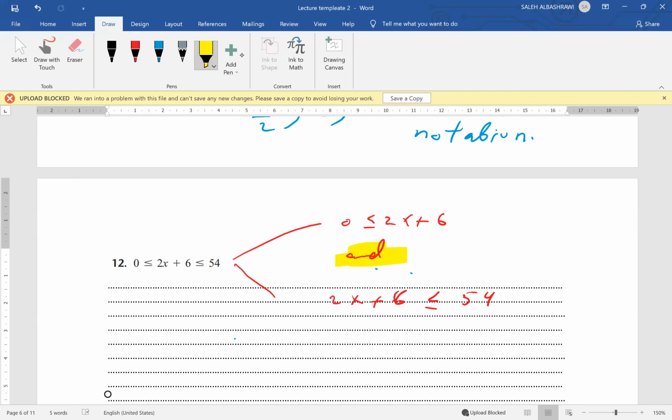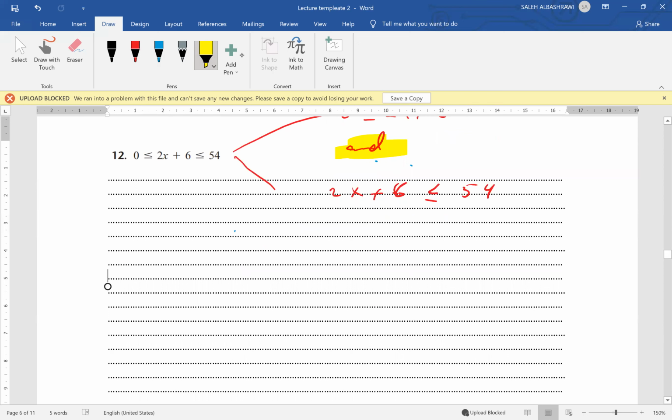Now to solve this type of inequality, I'm going to keep the variable in the middle between the two signs. So I have this 6. I'm going to shift it to the right and to the left. It's like adding minus 6 to all sides of the inequality. I have 0 minus 6, so I can write it as minus 6 less than or equal to 2x less than or equal to 54 minus 6.